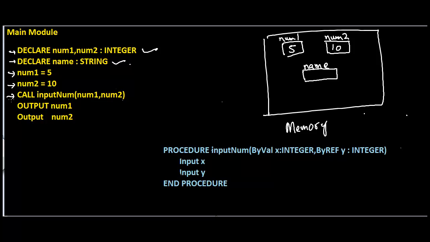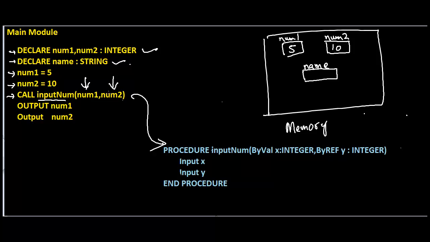And then we are making a procedure call. This instruction is saying to go to the procedure input num. So the control is going to be transferred to this procedure, and there are two parameters being passed, num1 and num2. These are the two parameters being passed.